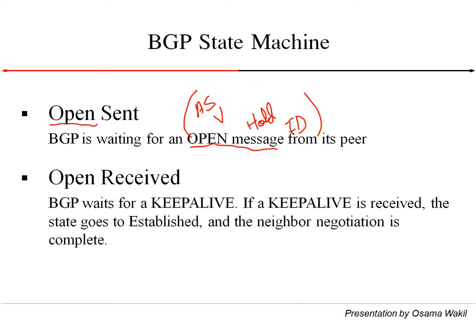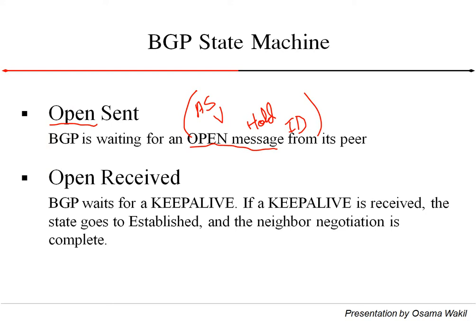At the open send state, the BGP compares the AS number to the AS number of the neighboring device. For example, if the AS number is the same, it's iBGP protocol. If the AS number is different, it is eBGP protocol. So let's say the BGP router is expecting an iBGP session, so the AS number should be the same, but we get a different AS number, so it will raise an error notification and go back to the idle state.